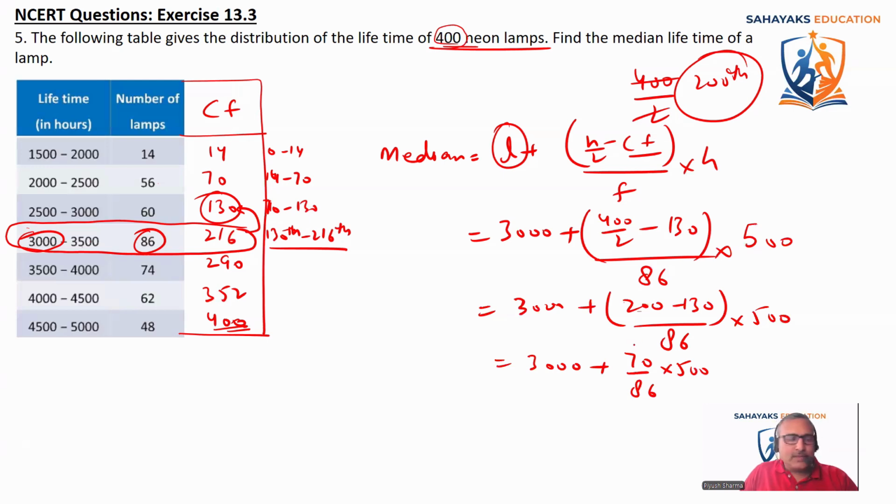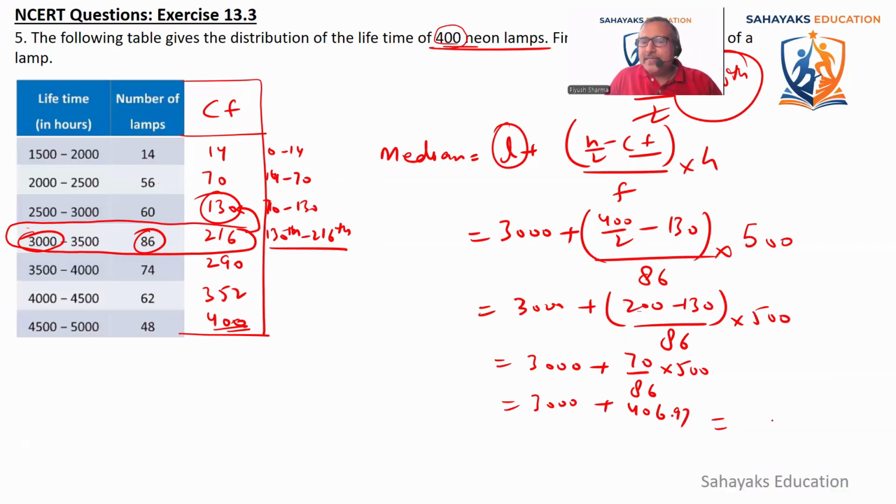So let's find out. 70 into 500 divided by 86 comes out to be 406.97. So it is 3000 plus 406.97, and the total value comes out to be 3406.97. That is the median life of the neon lamp.